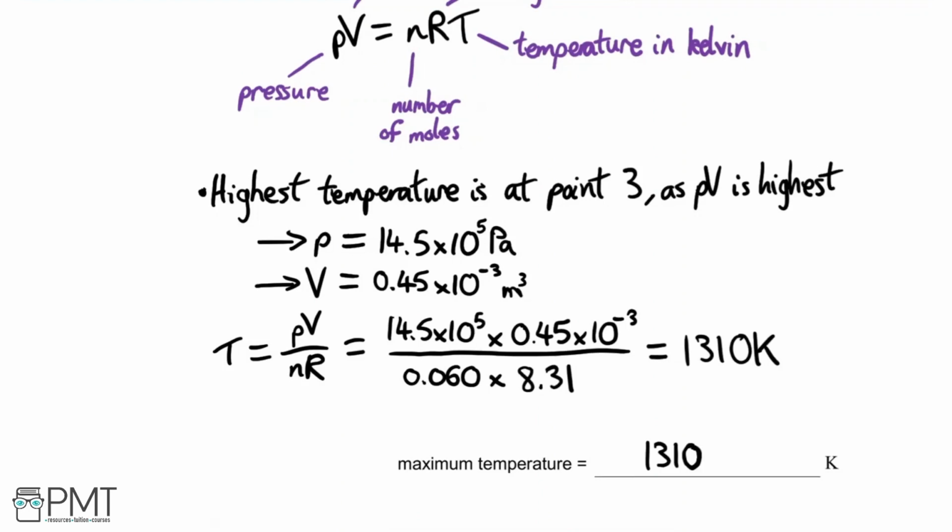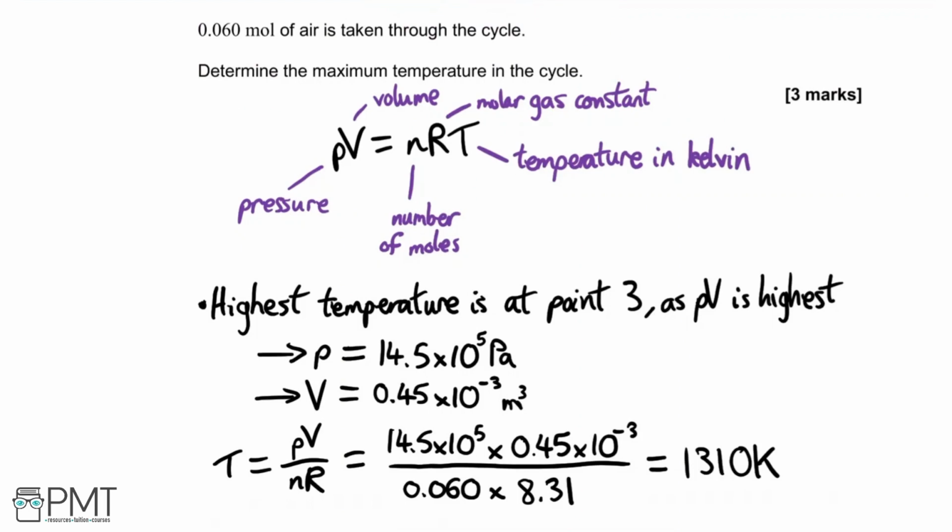So in terms of marks for this question, your first mark will be for the use of the ideal gas equation. Your second mark will be for noticing where the highest temperature will be, i.e. where the highest value of PV will be. And your third mark will be for calculating the correct answer. So 3 marks there.